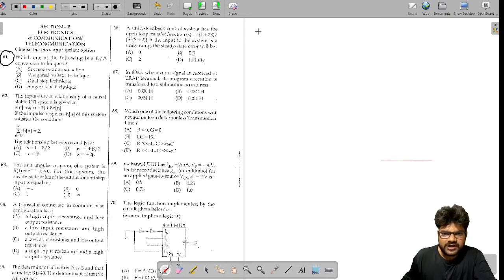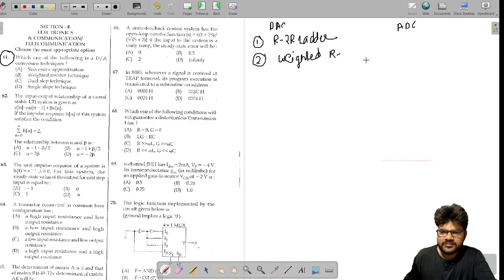This question is from digital electronics, and in digital electronics we study a few types of DAC and a few types of ADC. Types of DAC we study: number 1 is R to R ladder type DAC, and second is weighted resistor type DAC. Types of ADC we study: number 1 is flash type ADC, which is the fastest ADC.